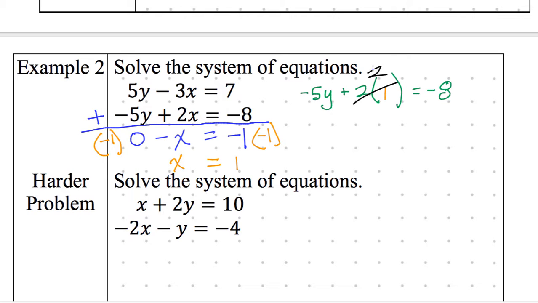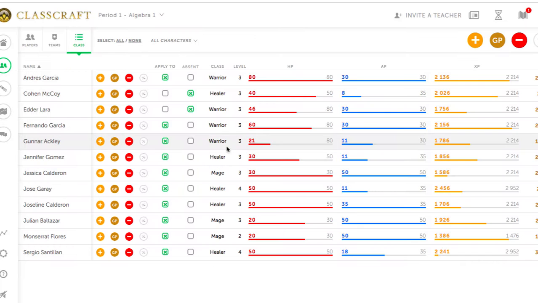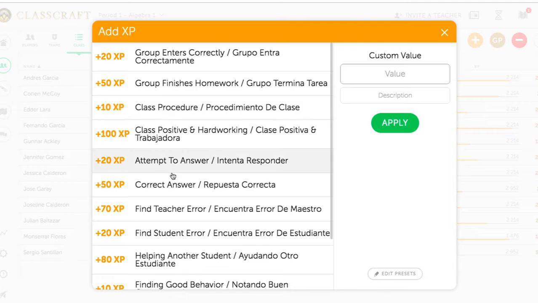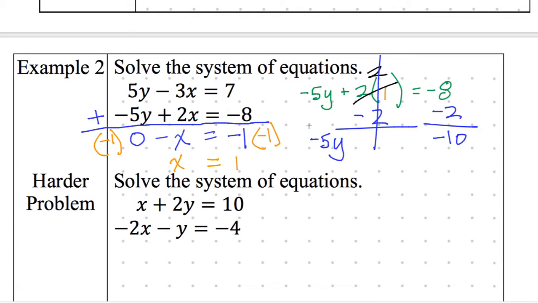Yep. So there's my 2. I'm going to subtract 2, chunk, chunk. That 2 cancels out. And what is -8 minus 2? -10. What's on the left-hand side, Andres? -5y. Good job. All right. Boom. And finally, we'll give someone else some XP.